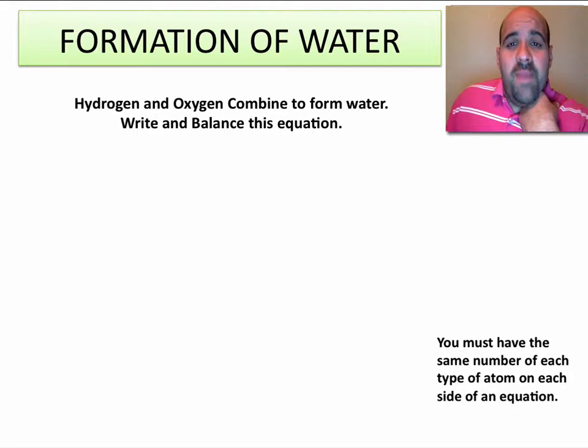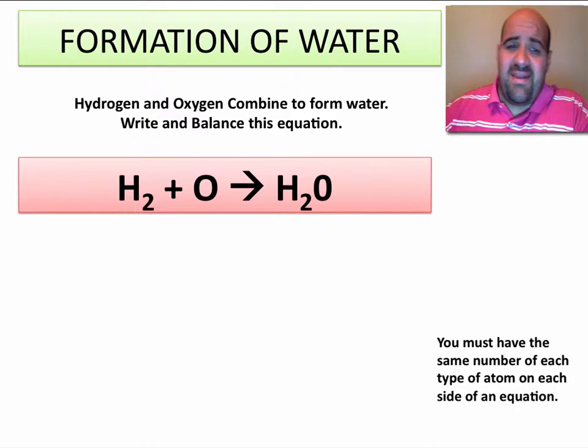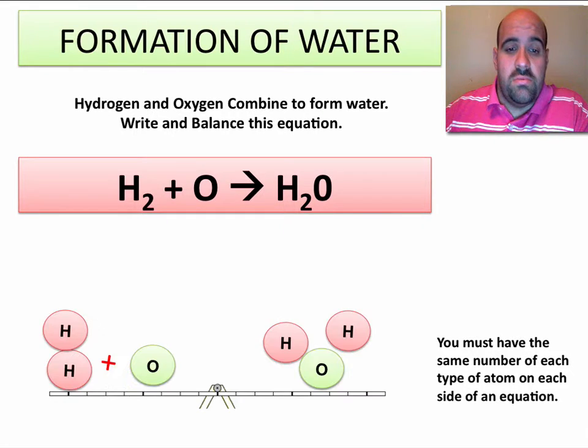And let's look at the formation of water. We know that water is H2O. So we have hydrogen and oxygen combining to form water. So write and balance this equation. Well, some of you may be inclined to think that H2 plus O is going to form H2O.